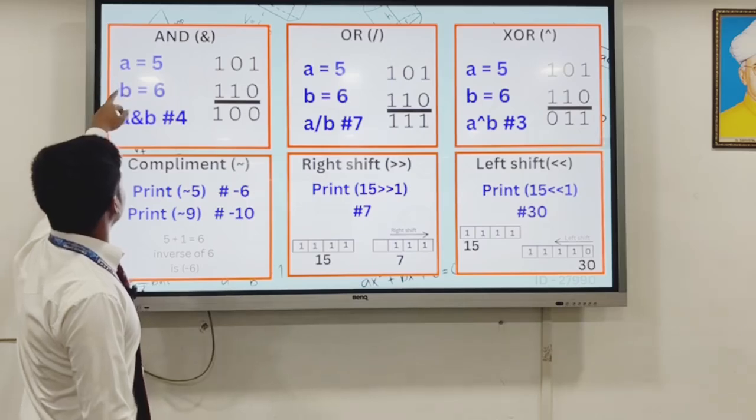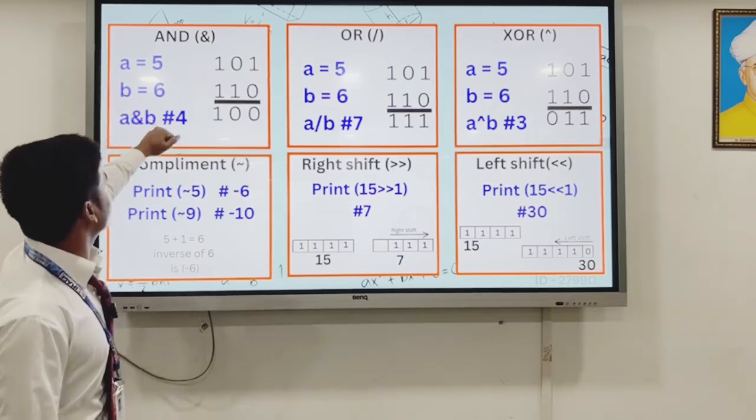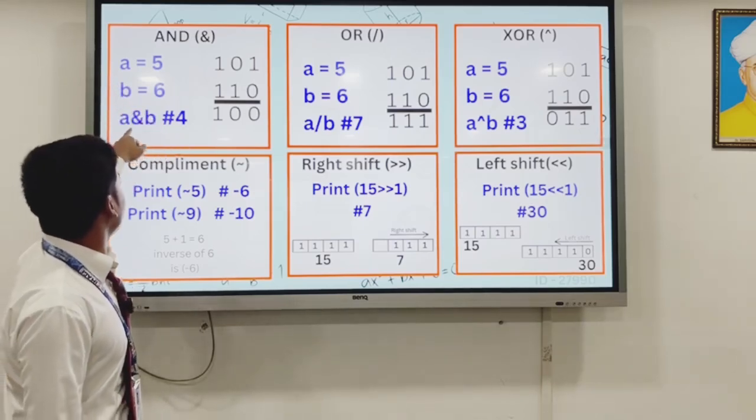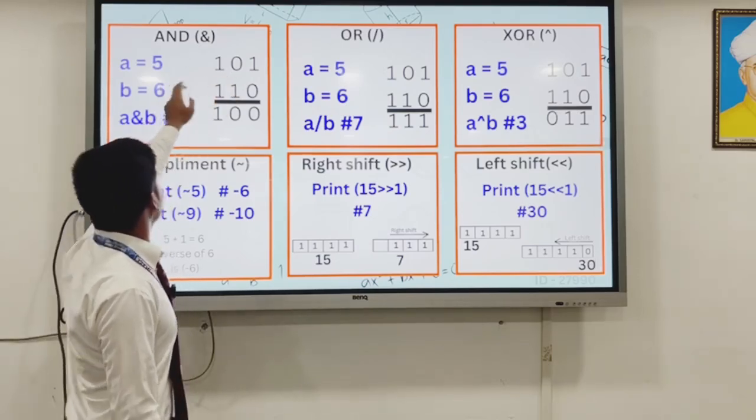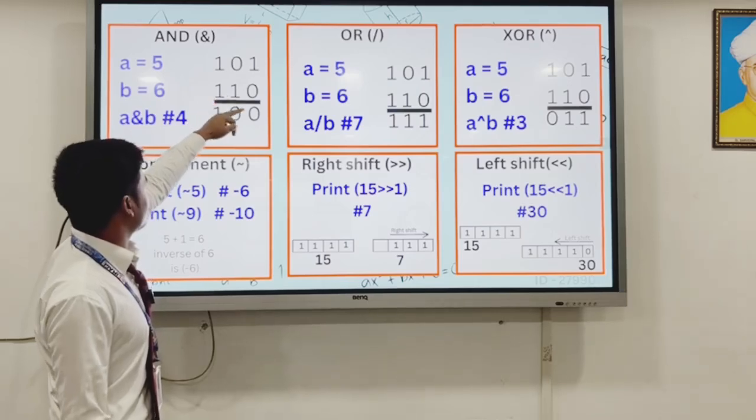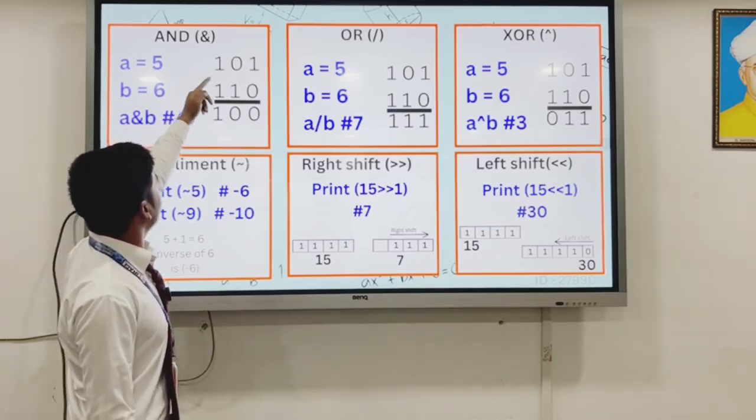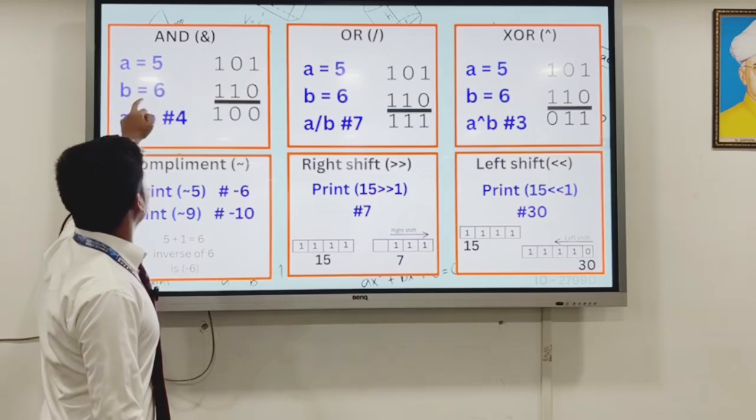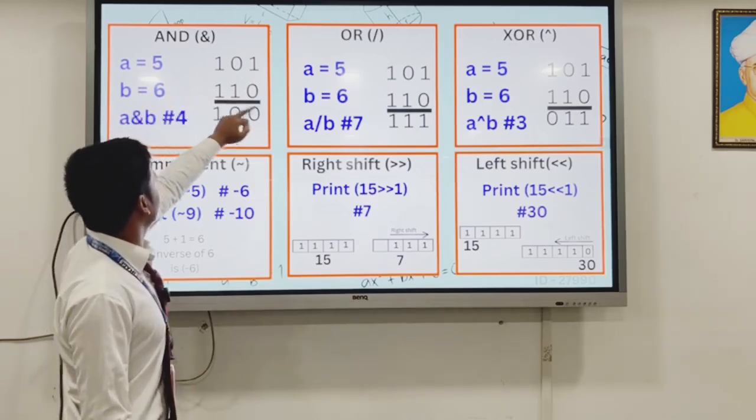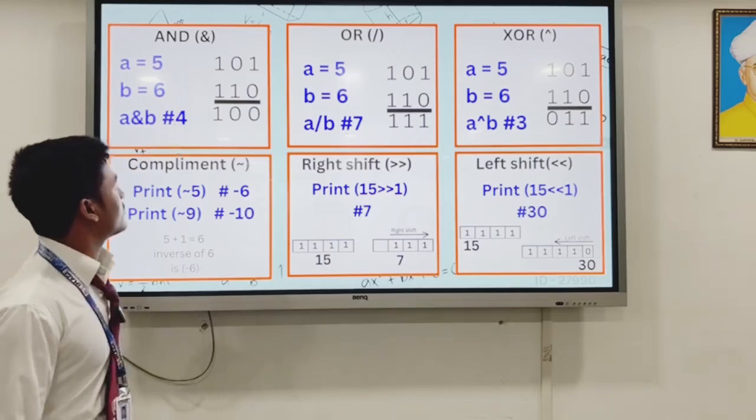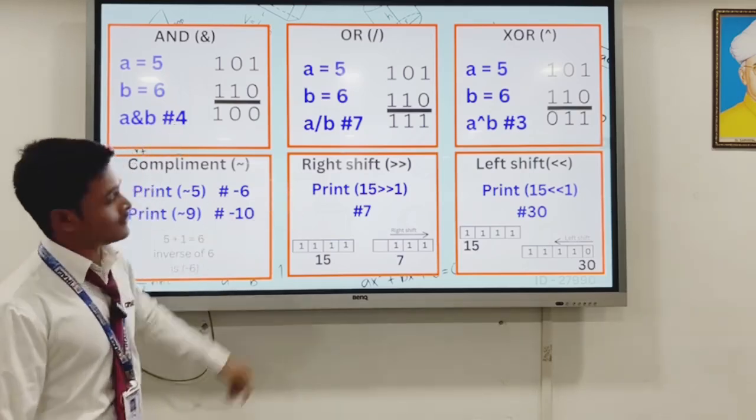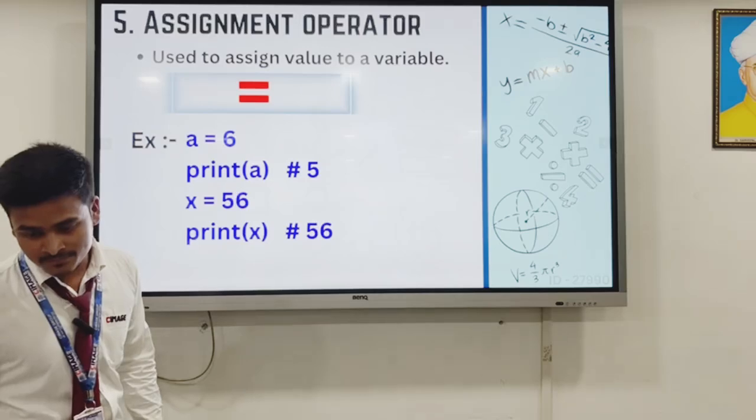In AND case, if A is equal to 5 and B is equal to 6, then A and B is equal to 4, because binary of A, which is 5, is 101 and the binary of 6 is 110, and then after the operation our output is 4. And these all are the examples of bitwise operator.